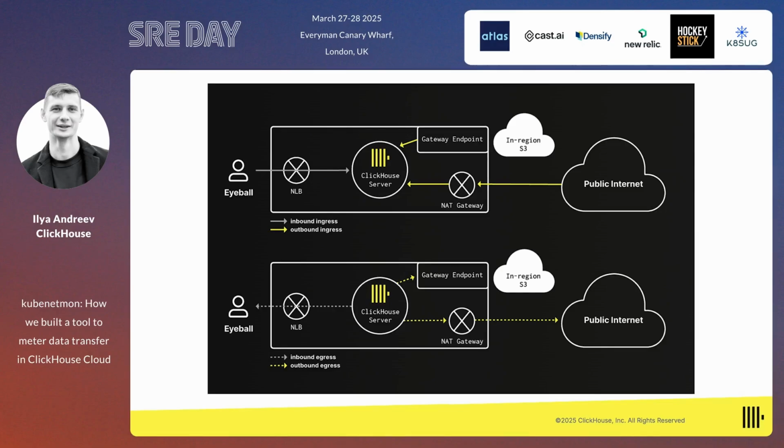Now, ClickHouse itself might also open connections. It might download some data either from S3 in the same cloud, or maybe something from the public internet, in which case it will go through that gateway. And these connections we call outbound from our perspective. And again, they have two directions, ingress and egress.